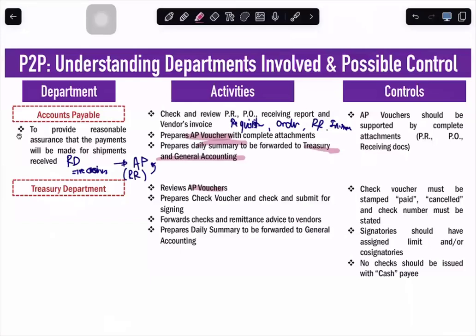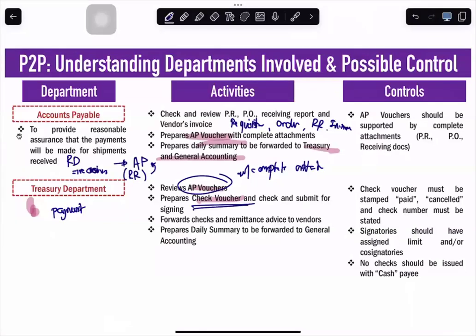And based on the AP vouchers and its attachment, they will now prepare a check voucher. Why? Because the Treasury Department is in charge of the payment of the goods. So from the AP vouchers with complete attachment, they will now prepare your check voucher and they will now submit it for signing. Next, they will forward the checks and remittance advice to the vendors once it is signed. And then lastly, they will again prepare a daily summary.